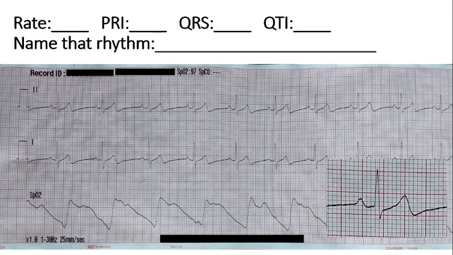QRS, measure from the R wave, or where the R wave should be, to the end of the S wave, where the T wave starts, and measure that. And then the QT interval, measure from where the Q is, or where the Q should be, to the very end of the T wave. And that's going to be quite a bit longer, but measure that. If you need more time, take your time.